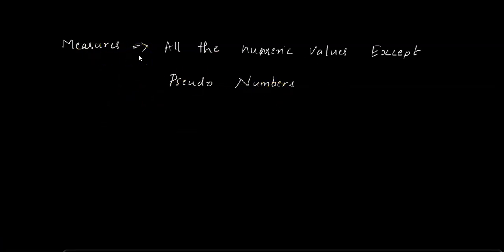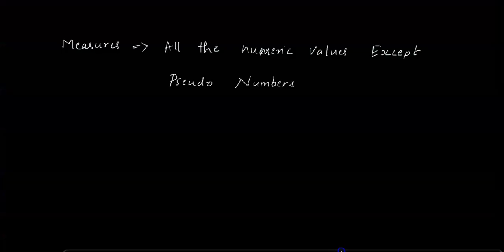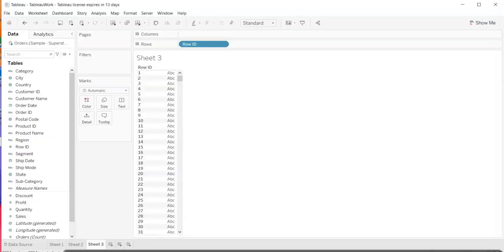Now the next question is, Tableau usually does a good job in identifying dimensions and measures. Say suppose Tableau has misclassified one or two columns. How can I change it from dimension to measure? It's very simple. You can just drag it and drop it under measures. It got changed into a measure.